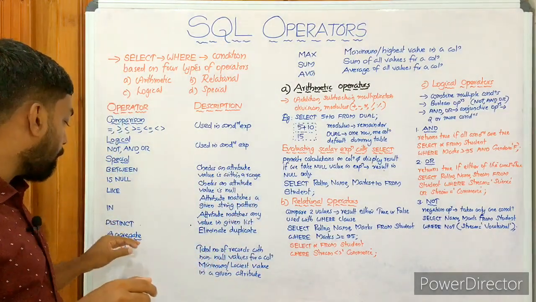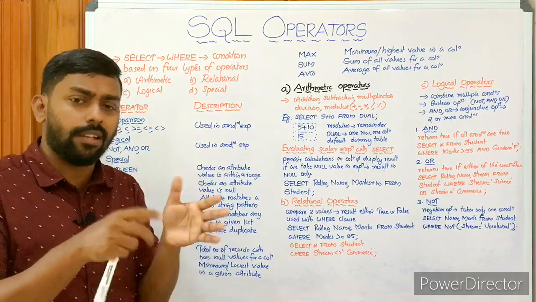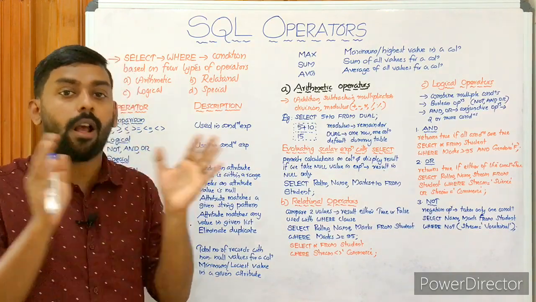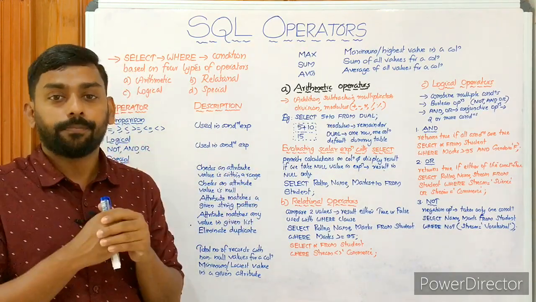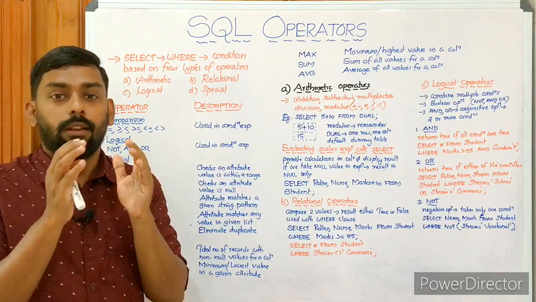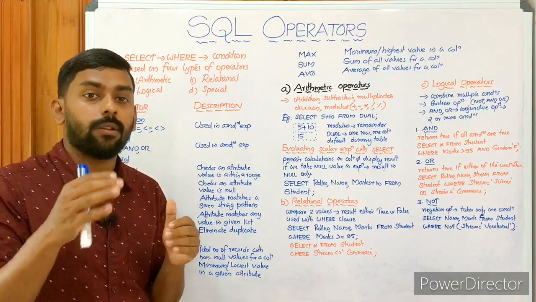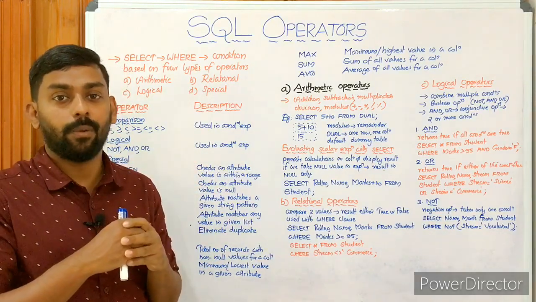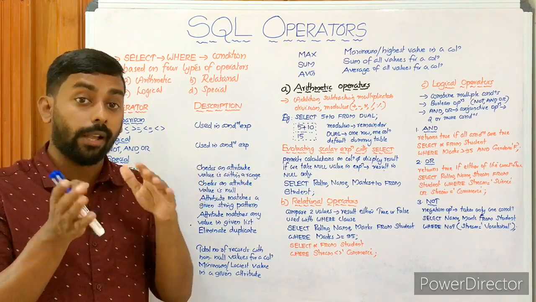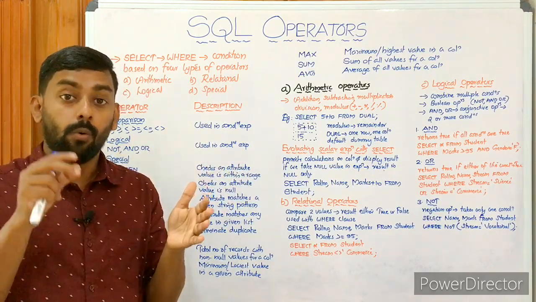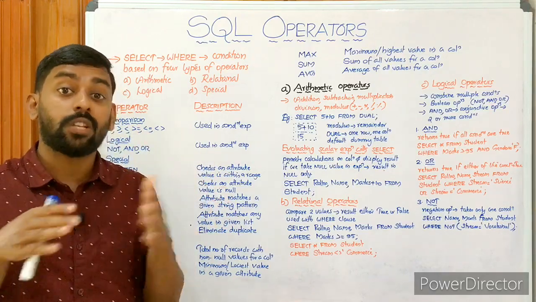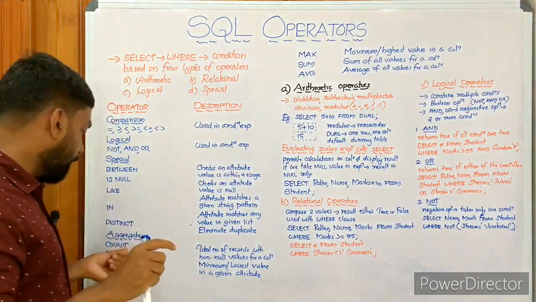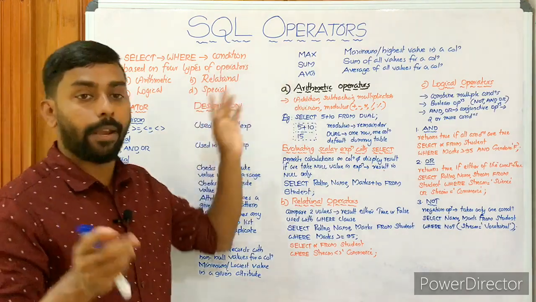Then we have the final set of operators, aggregate operators, or aggregate functions. Their specialty is that they work with groups, so we also call them group functions, because they act on a set of values and give a single result. They give only one result per group. These are the operators: count, min, max, sum, and average.